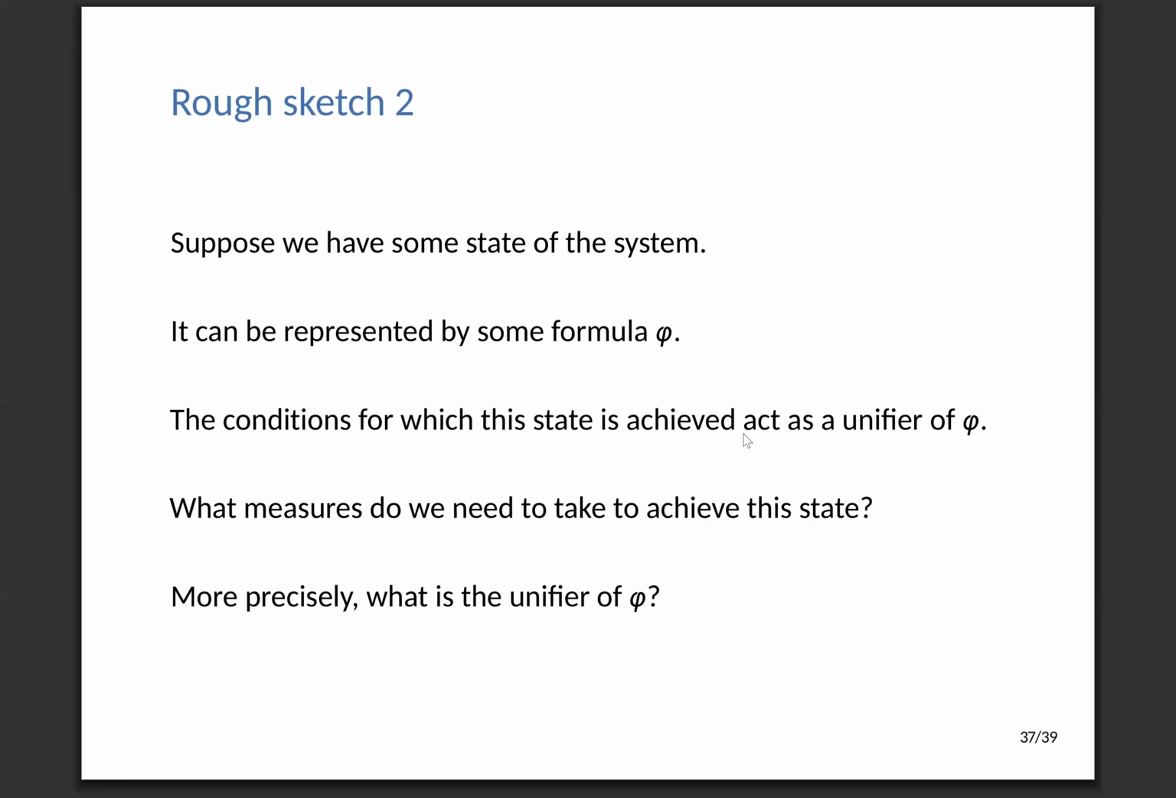Another approach can be like this. Suppose we have the state of the system, and this state can be represented by some formula phi. The conditions for which this state is achieved act as a unifier of the formula phi. And the question now is, what measures do we need to take to achieve these states? We can ask this question in logical words. More precisely, what is the unifier of phi? And again, we know that such a unifier exists, and we can actually compute it and find the most general unifier.